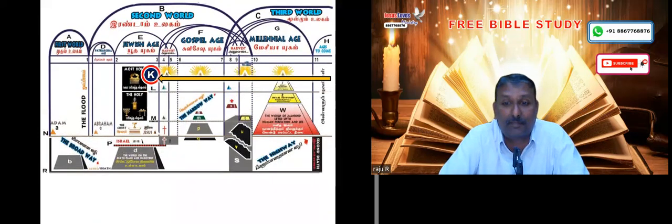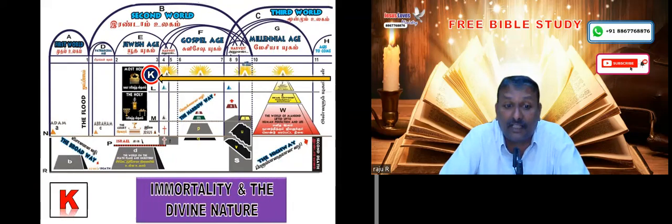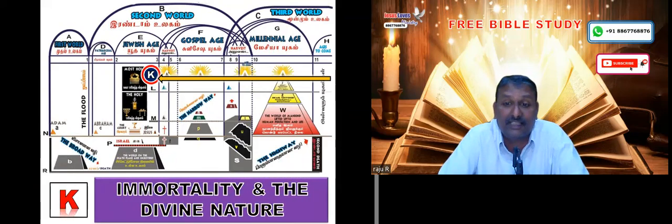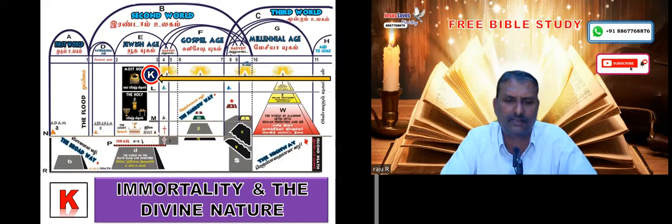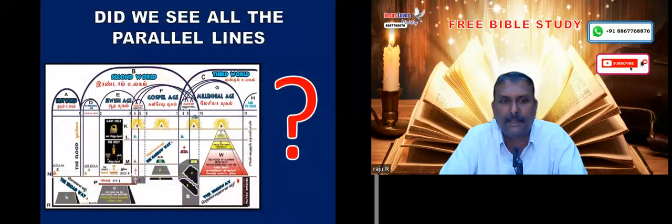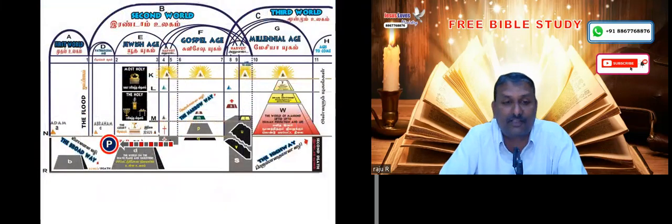But above all, there is a plane K that represents the divine nature, the immortal nature. Initially, Heavenly Father only had this nature, but Jesus, after proving his faithfulness, is now in that immortal nature. If we are faithful, obedient to God's word, ready to sacrifice anything for the Lord's sake and stand for the truth, if we are faithful till death, God would give us the same prize and the same crown. So, dear brethren, we see all these parallel lines and horizontal lines.